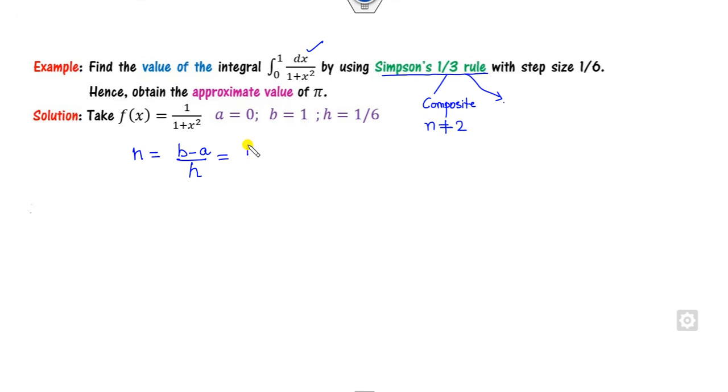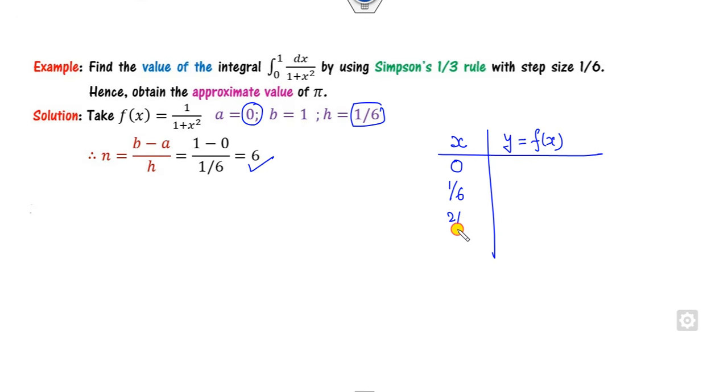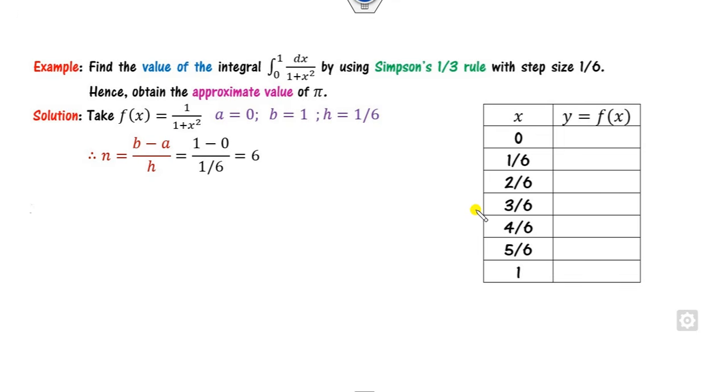So what is that? b is 1, h is 1/6, so n is 6, which is not 2. So it means we can apply the composite Simpson 1/3 rule. I can make a table. The starting value is a = 0 and h is 1/6. So 1/6, then 2/6, then 3/6, until you get 1: 4/6, 5/6 and the last one.